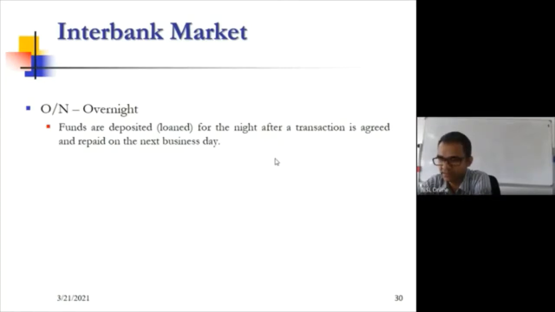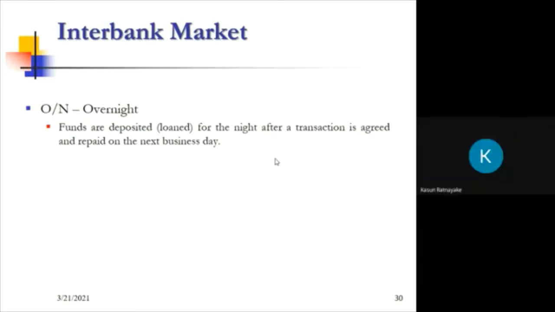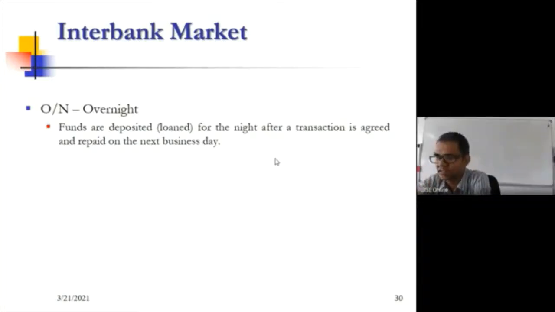Clear? Have I answered your question? Yes, clear. Overnight, is it clear? It's just for one day starting from today. That means you agree on the transaction and settle the transaction, so the initial fund transfer also happens on the same date, today itself. In our terms, the trade date and the settlement date are on the same date, with the maturity falling on the next day.